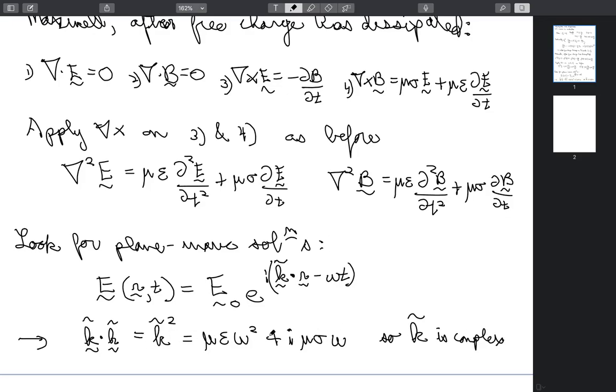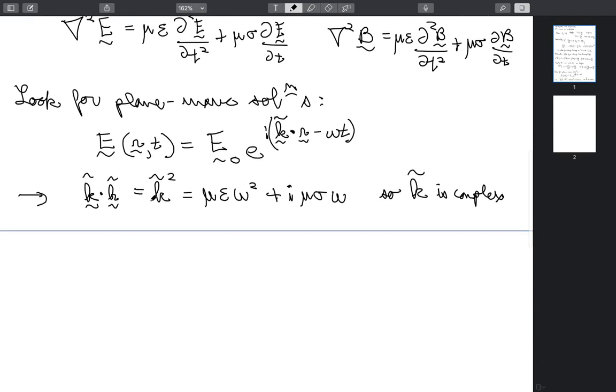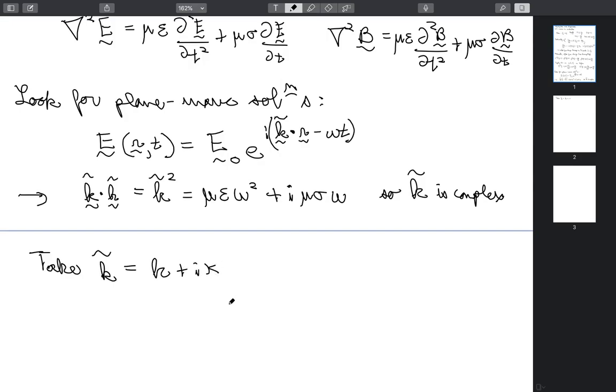But if I choose it according to this equation, then these wave equations will be solved. So what does it mean to have a complex k? Well, it just means that as a function of displacement, I should have a non-oscillating, but really exponentially decaying factor instead. So let's just take our k twiddle to be composed of a real and imaginary part. So k plus i kappa, where k and kappa, these are just real numbers, okay?